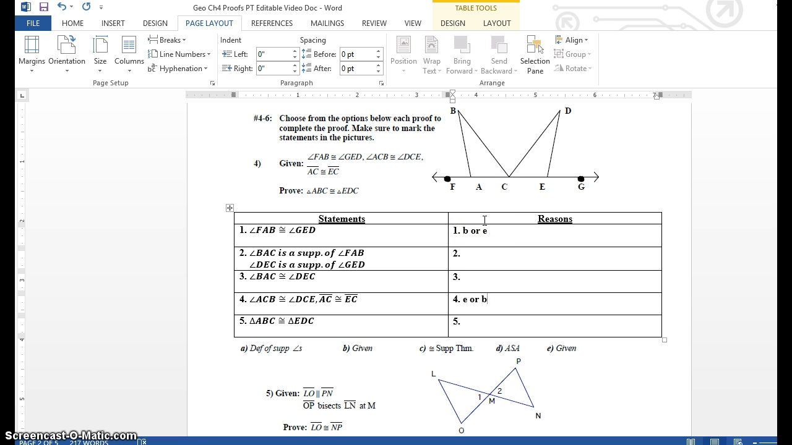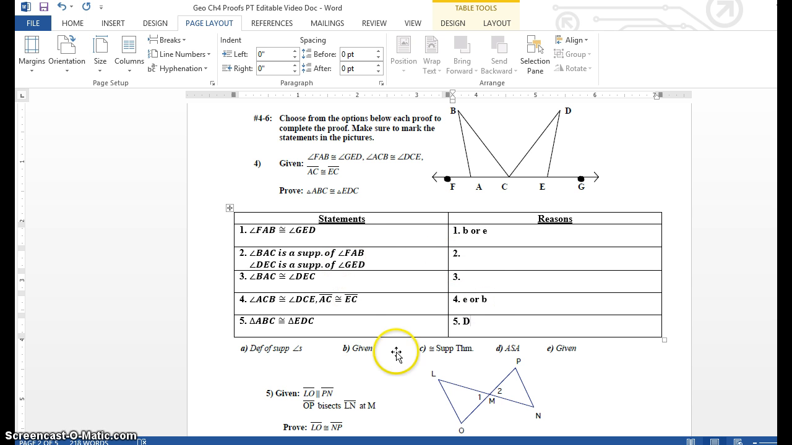Alright, then let's look at this. We're trying to prove triangles congruent, which means we're going to use one of our postulates. If we look at that, the only one that fits here would be D, ASA.